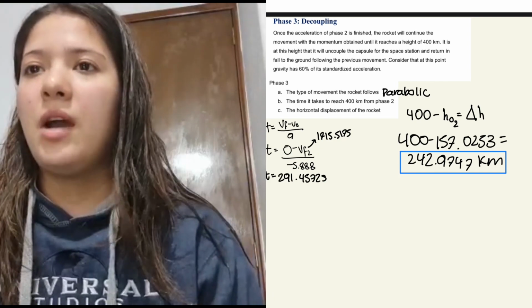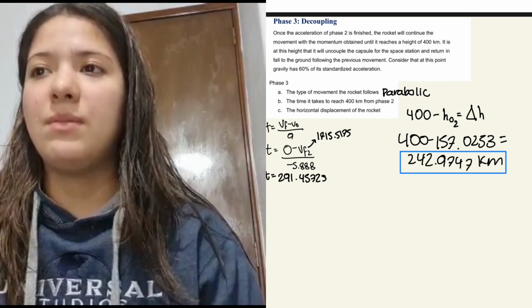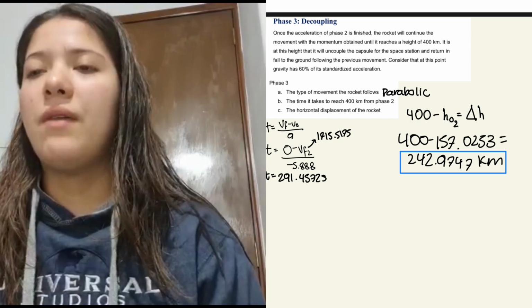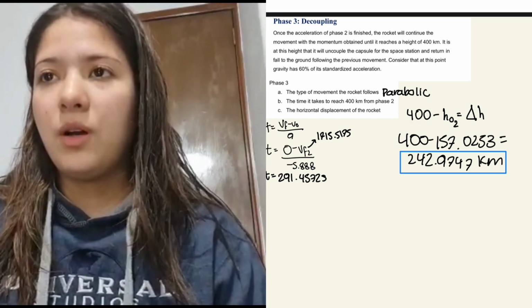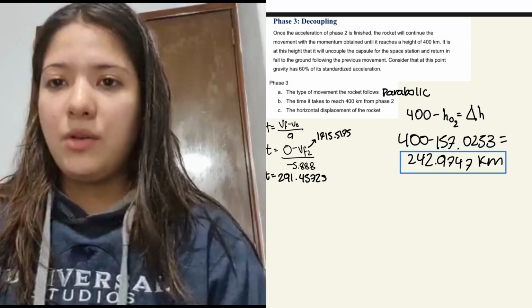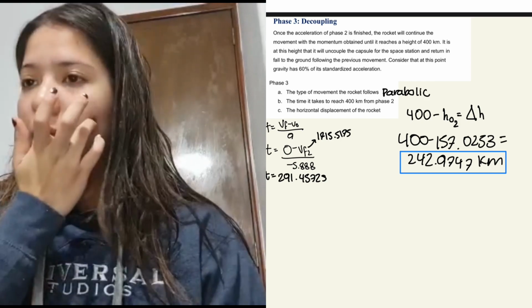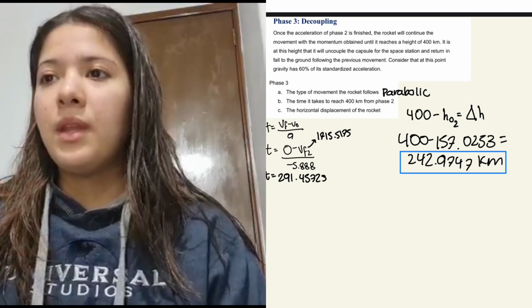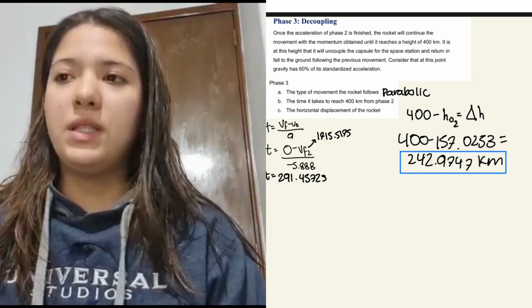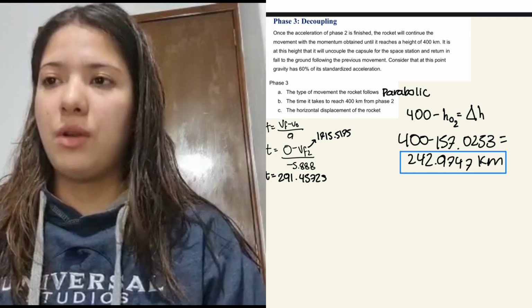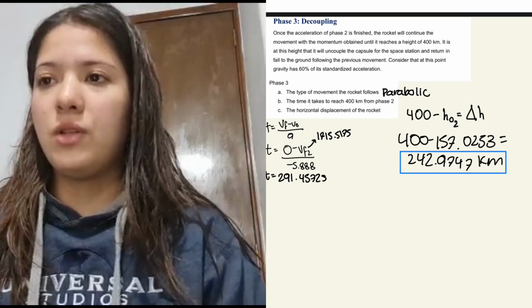291.4572. Now for the horizontal displacement of the rocket, we just have to subtract the 400 kilometers minus the displacement of the second phase. So we will subtract 400 minus 157.0253, and this equals 242.9747 kilometers.